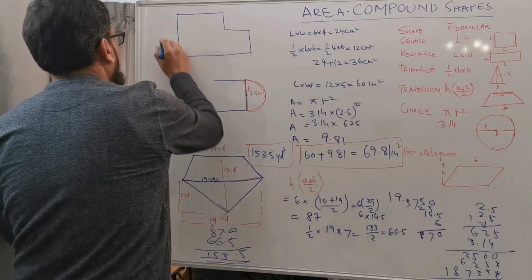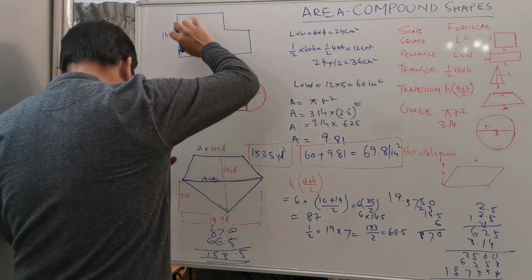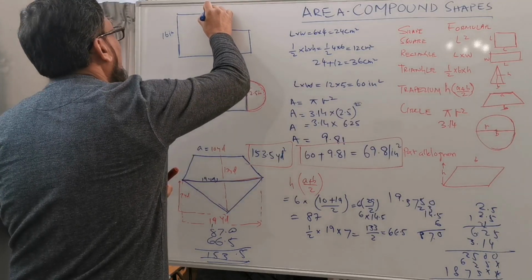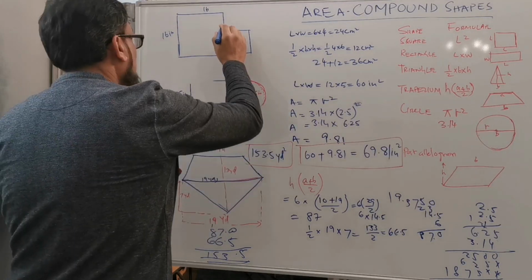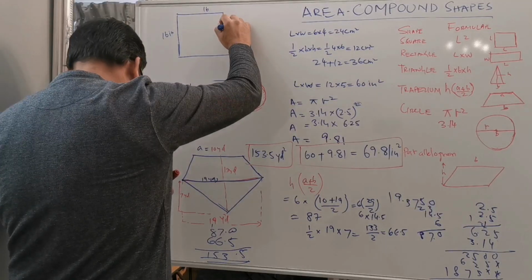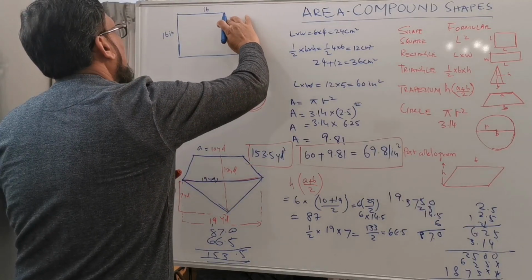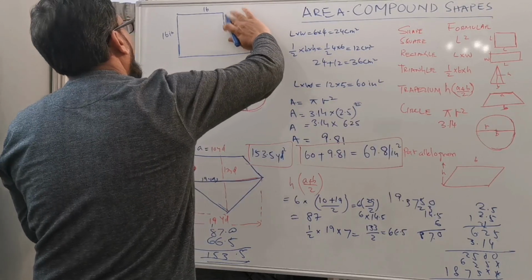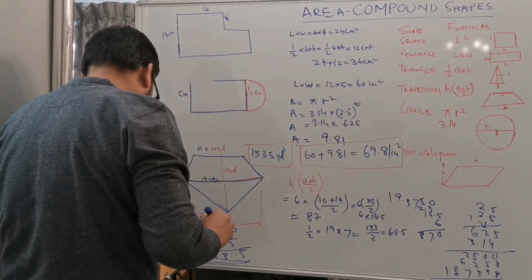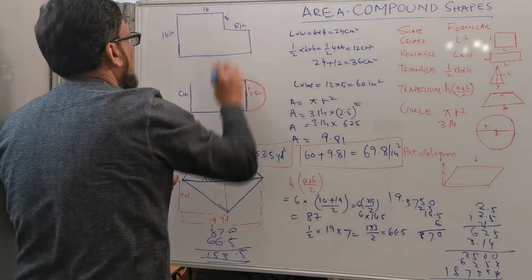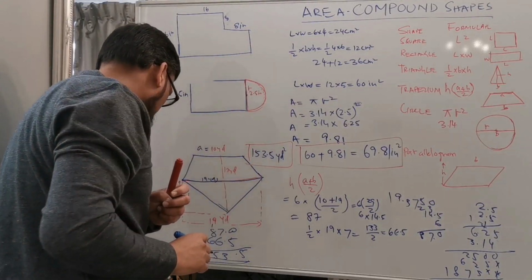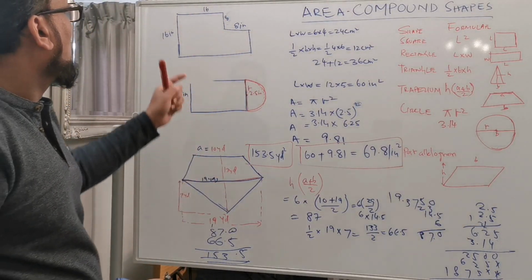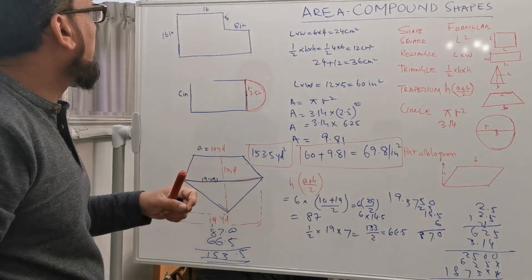I say this is 16 inches and this is 16 inches, and this side is 8 inches, and this one is 8 inches. So find the area for this shape. Very easy, you can find it easily.